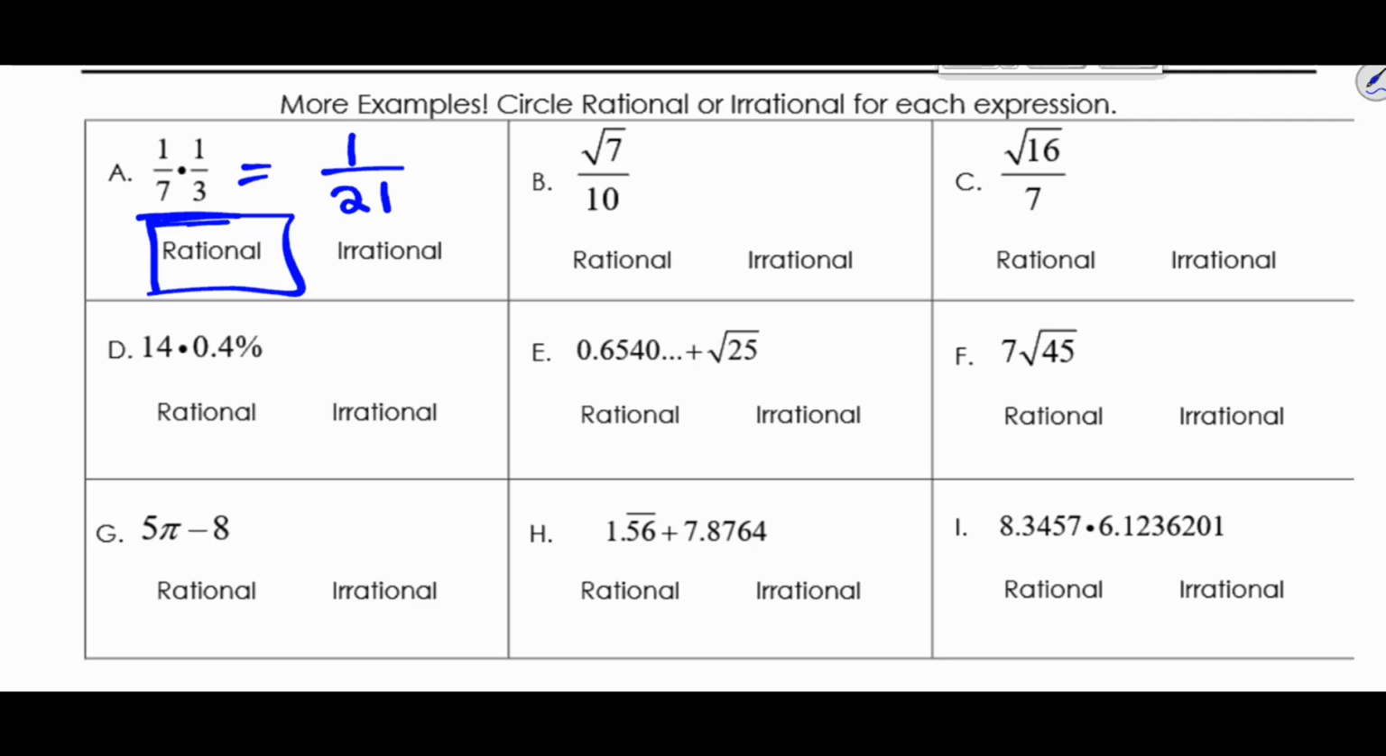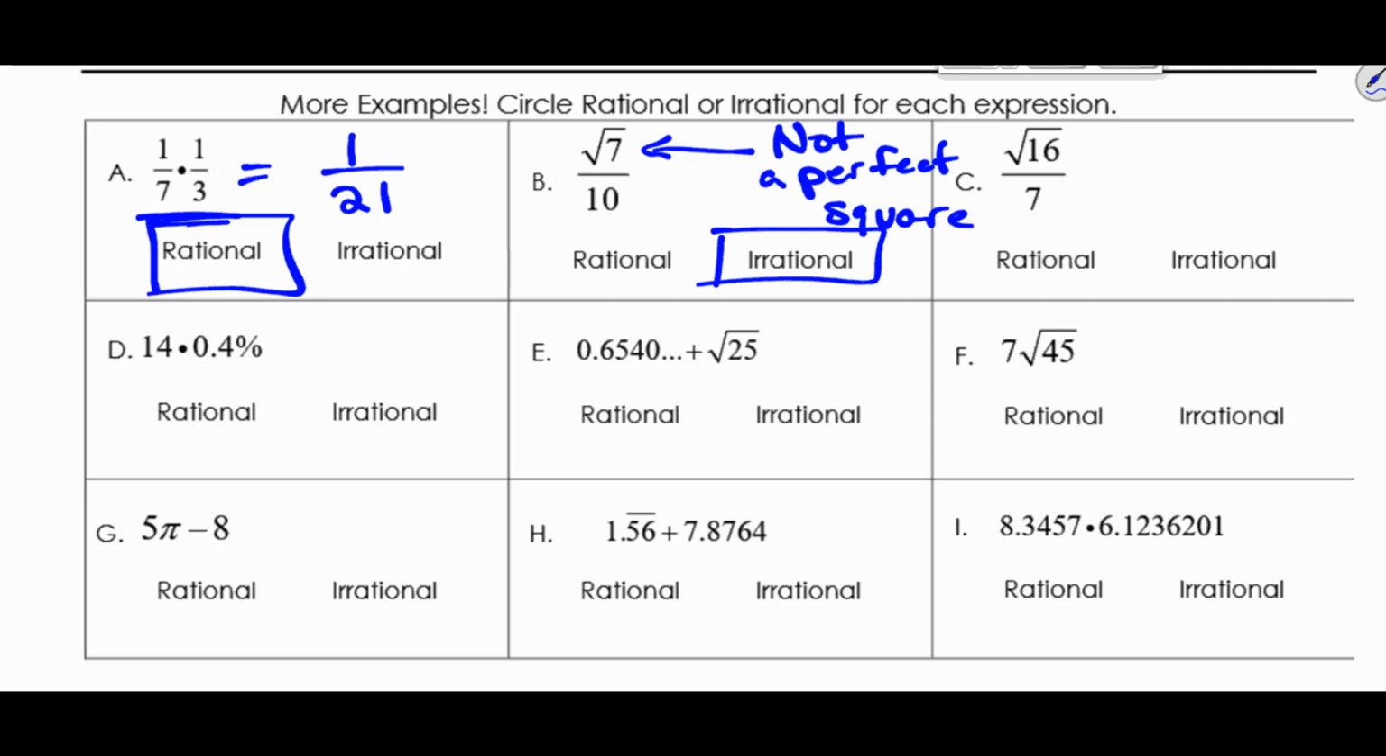This next one, B, is a weird example because we actually do have a fraction. Almost all fractions are rational, unless there's an irrational number in there. 7 is not a perfect square. I know it's going to be irrational. I do the square root of 7, it's going to be a decimal. I divide it by 10, it's still a decimal that goes on forever, doesn't repeat, that's irrational.